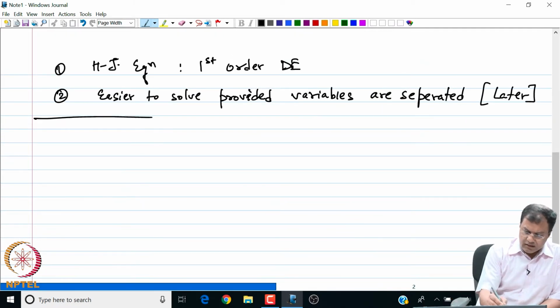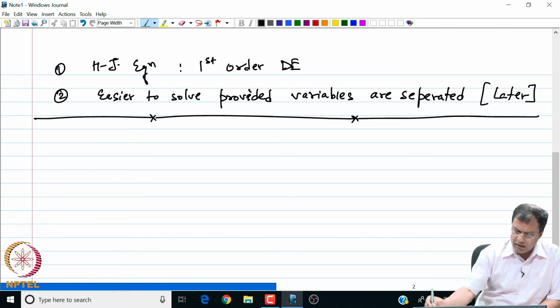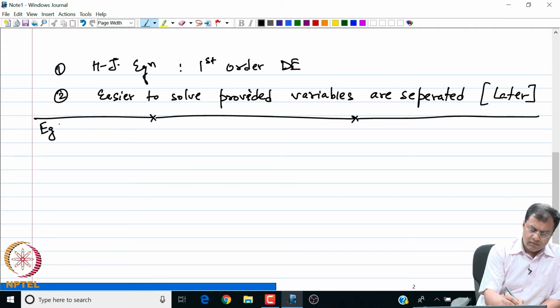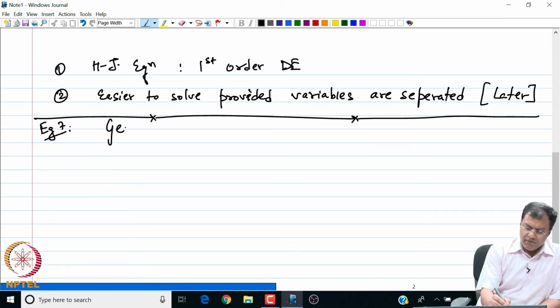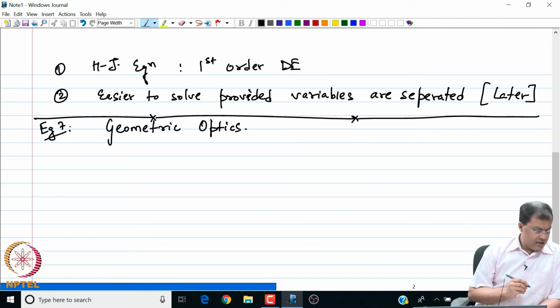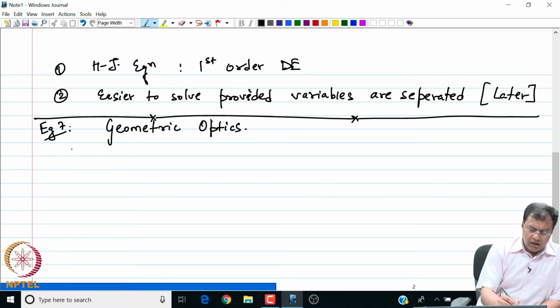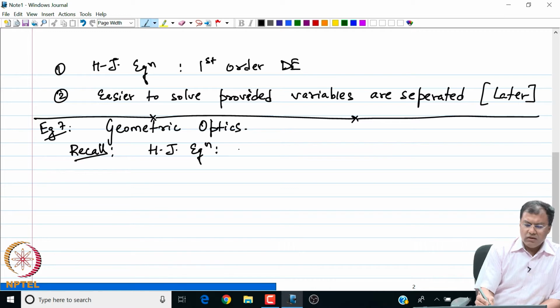Okay. Let us continue our discussion with another example. The example that I am revisiting is one that I introduced in my previous lecture. This is on the case of geometric optics. So recall, I am not going to write down the functional etc., but recall that the Hamilton-Jacobi equation in this case was the so called eikonal equation which we introduced.